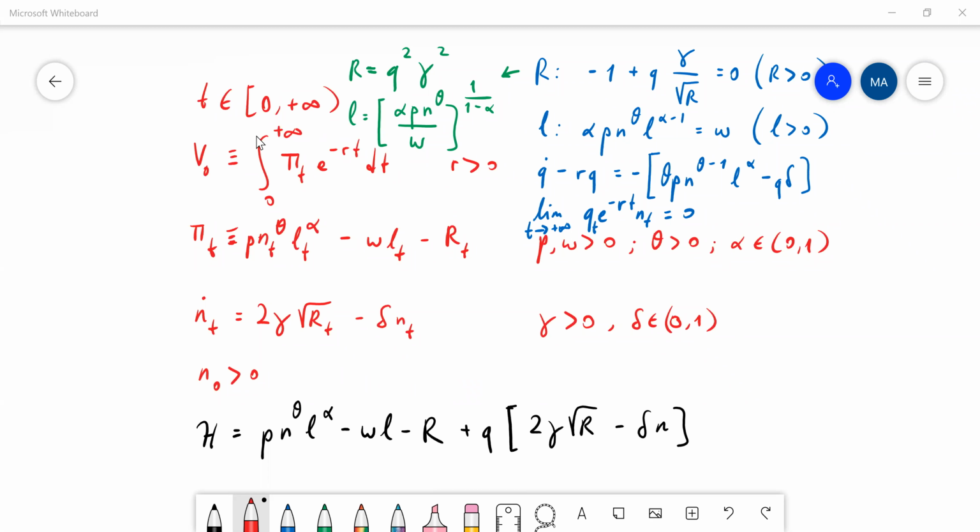So this, of course, depends on the discounted sum of future profits, right? Now, there's this fixed interest rate, and we look at the profit. The profit function here depends on production, obviously. So the production function is N_t to the theta, L_t to the alpha.